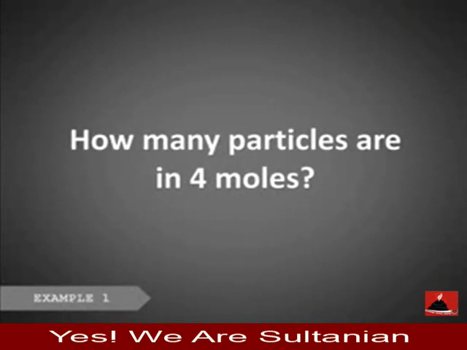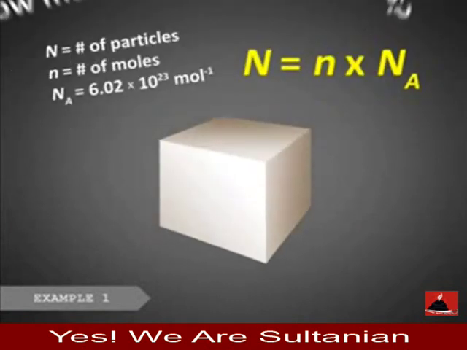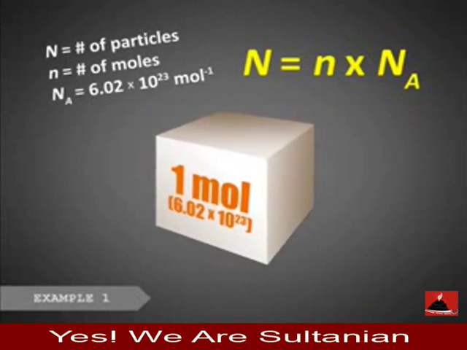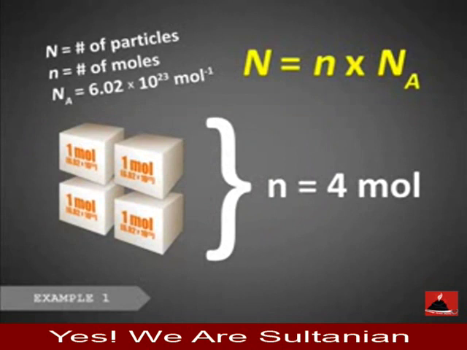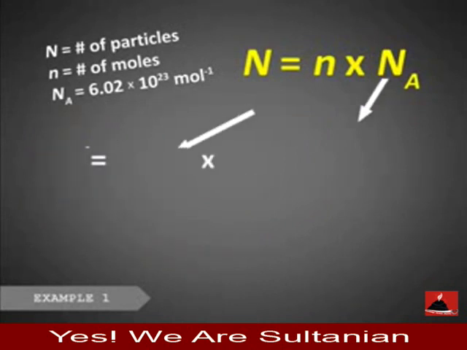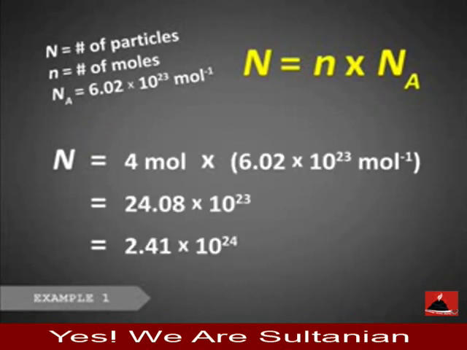How many particles are in 4 moles? If 1 mole of particles is equal to 6.02 times 10 to the 23 particles, then 4 moles should be 4 times 6.02 times 10 to the 23, which gets us a product of 2.41 times 10 to the 24 particles in 4 moles.